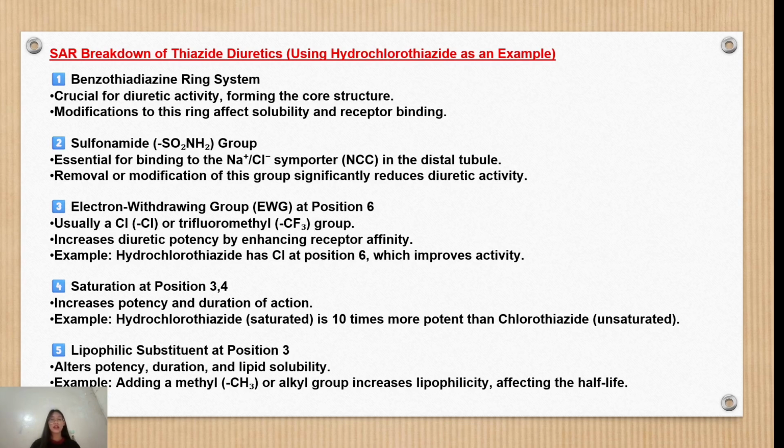Fifth is the lipophilic substituent at position 3. It alters potency, duration, and lipid solubility. Example, adding a methyl or CH3 or alkyl group increases lipophilicity, affecting the half-life.